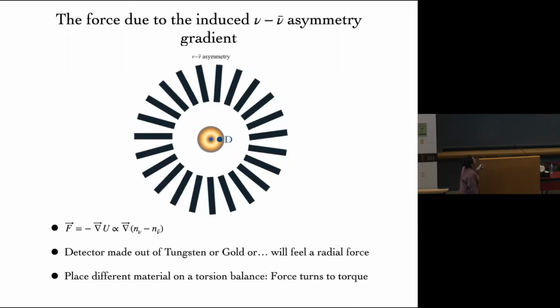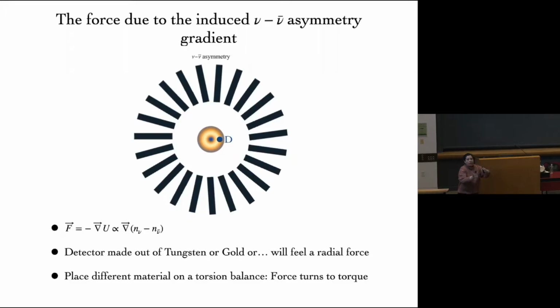You take a mass and you put it somewhere in the region where the asymmetry is created, close to the center, not necessarily right at the center. And then, because now the density has a gradient, the interaction energy between the neutrinos in that region and the mass will have a gradient, and there's going to be a force, okay?